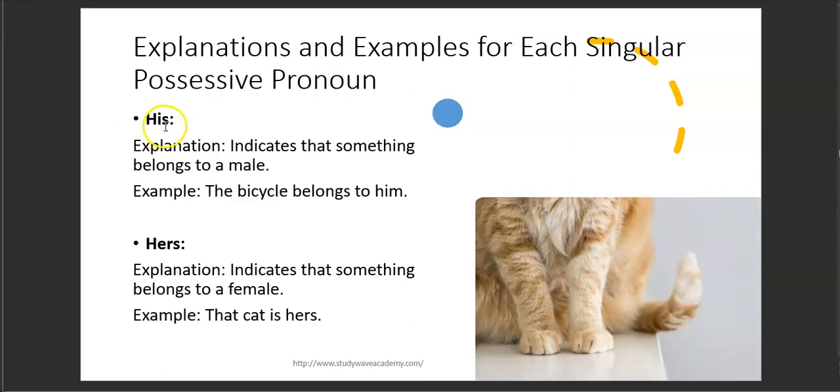Then the next one we have is his. It indicates that something belongs to a male. For example, the bicycle belongs to him. So this is the masculine side. We have hers. Now this indicates that something belongs to a female. It's the opposite of the male. So the cat is hers. It means that the cat belongs to no one else but her.